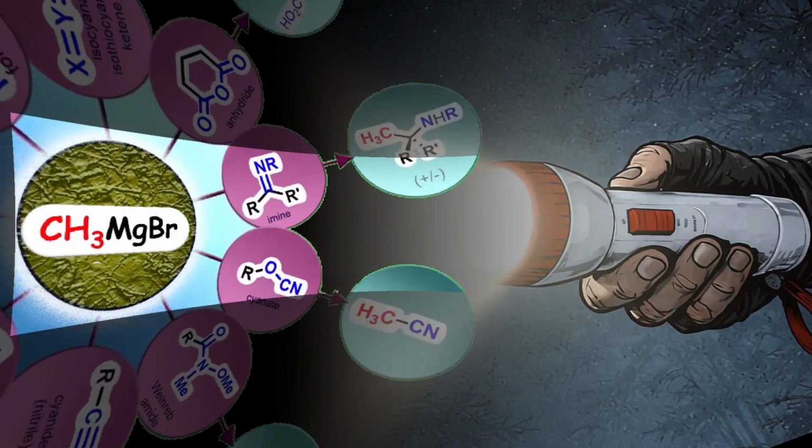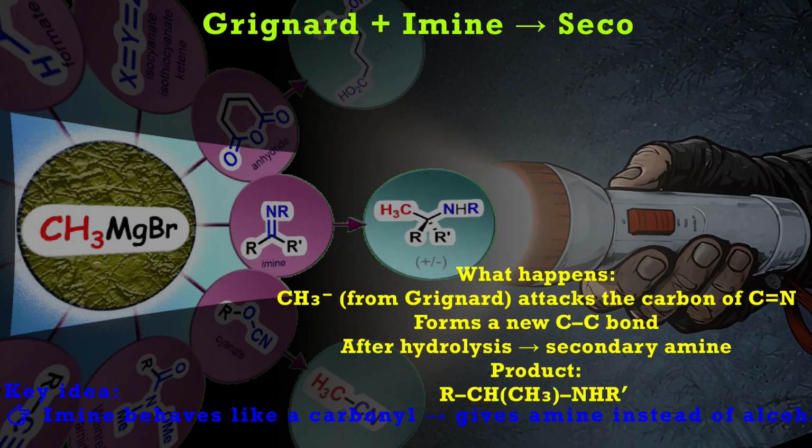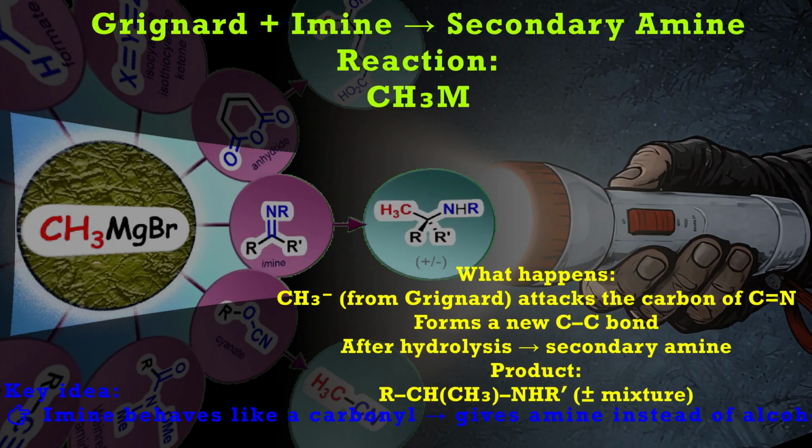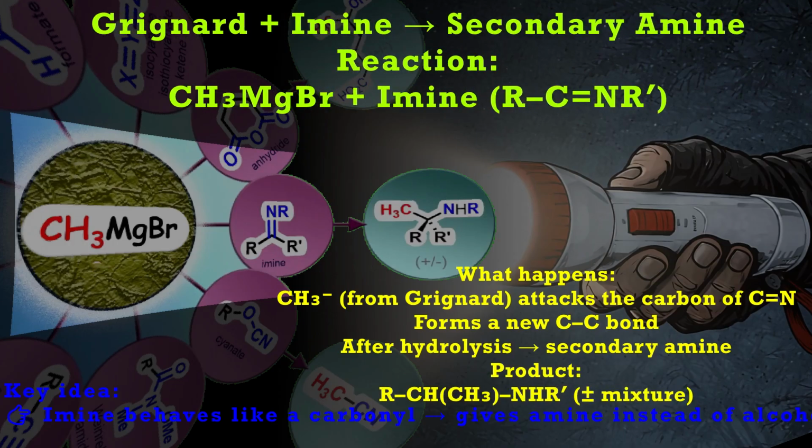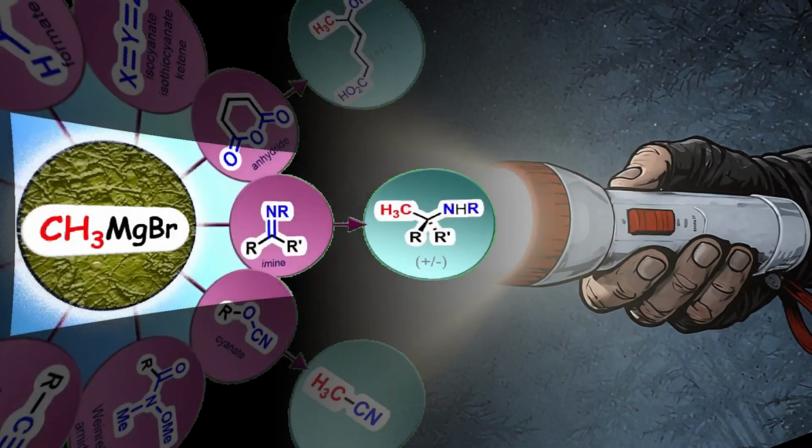Reaction 6. Grignard plus imine gives secondary amine. Now, with imines, Grignard attacks the carbon of the C=N bond. After hydrolysis, you get a secondary amine. Key idea: imines behave like carbonyls, but give amines instead of alcohols.